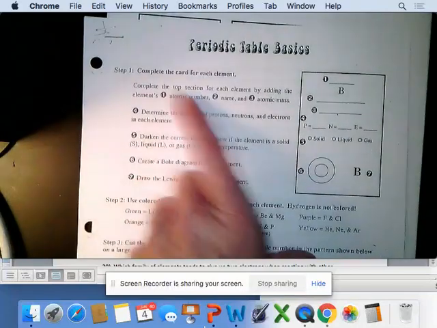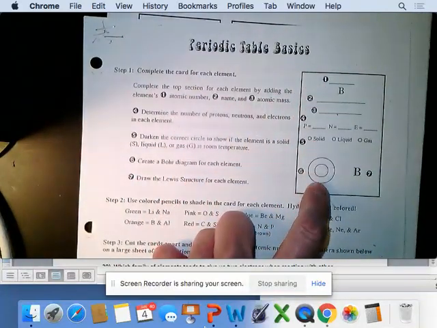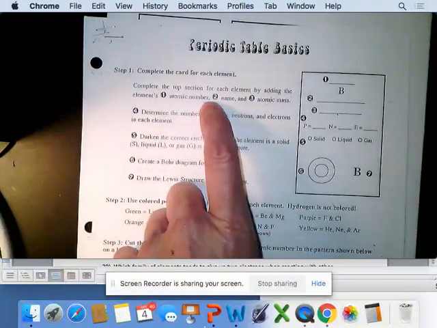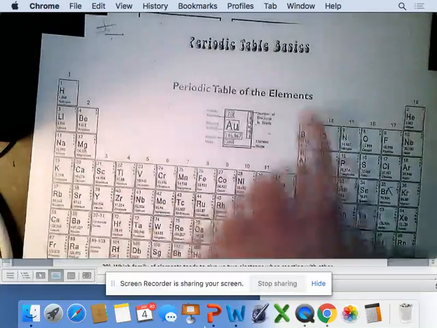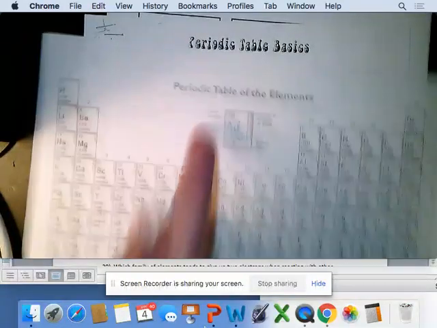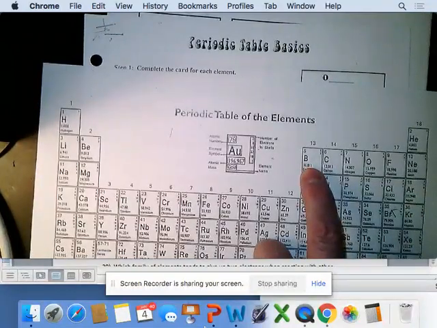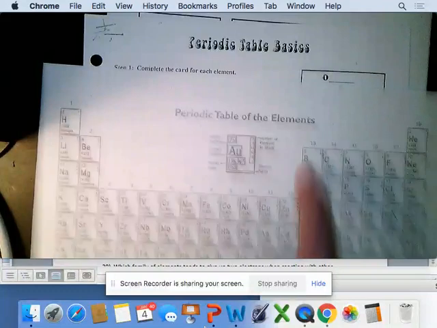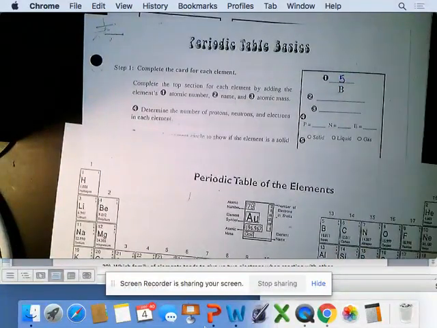If you look at the numbers at the top, they're all numbered to let you know which one goes in what blank. So number 1 says atomic number. Remember that if you forget this on your periodic table, there's a key that lets you know that the top number is your atomic number. For boron, if everybody can find that, our atomic number is 5. So we're going to fill that in right here.